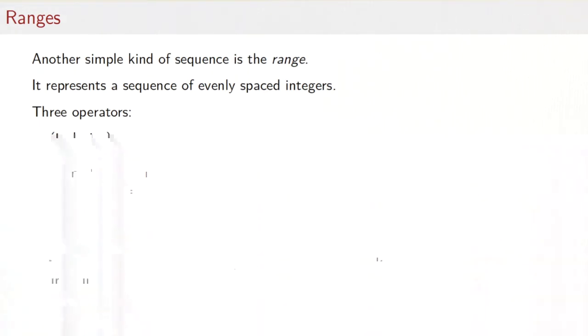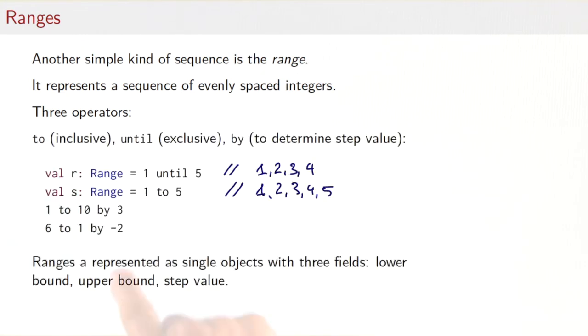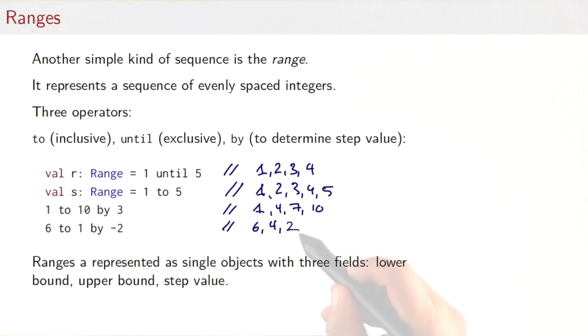And I can also vary the step value by the by operator, so I could write 1 to 10 by 3, and that would give me the range of 1, 4, 7, 10. Or the step could also be negative, so 6 to 1 by minus 2 would give me the sequence 6, 4, 2.